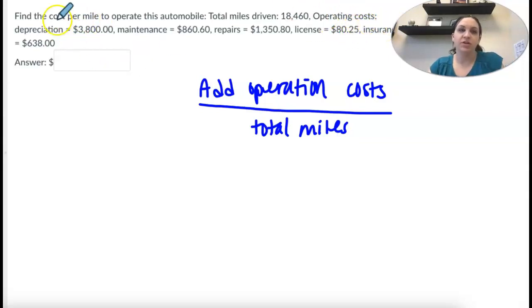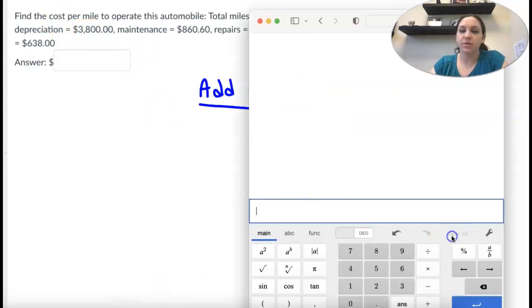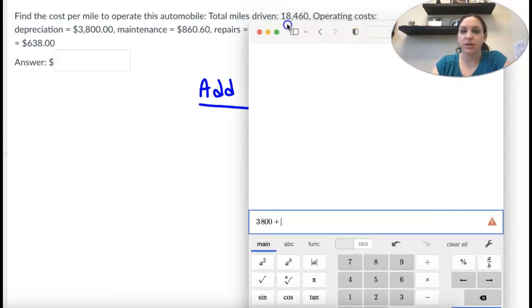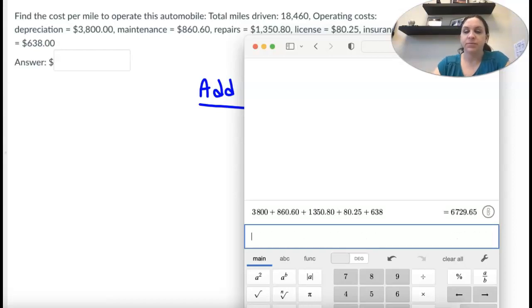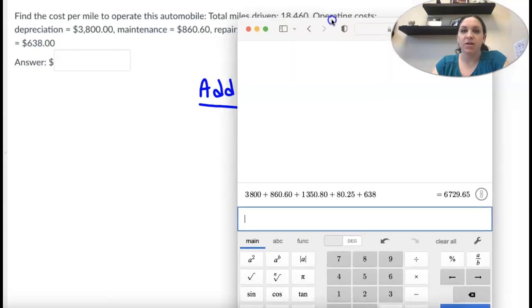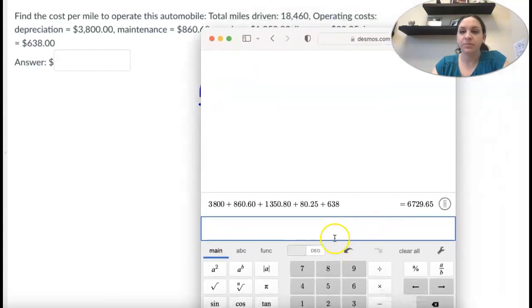Well, depreciation is $3,800. I'm using Desmos, so I can type it. If you're like, what is she doing? $3,800. Maintenance is $860.60. Repairs is $1,350.80. License is $80.25. And insurance is $638. Okay, so that is all of the cost.